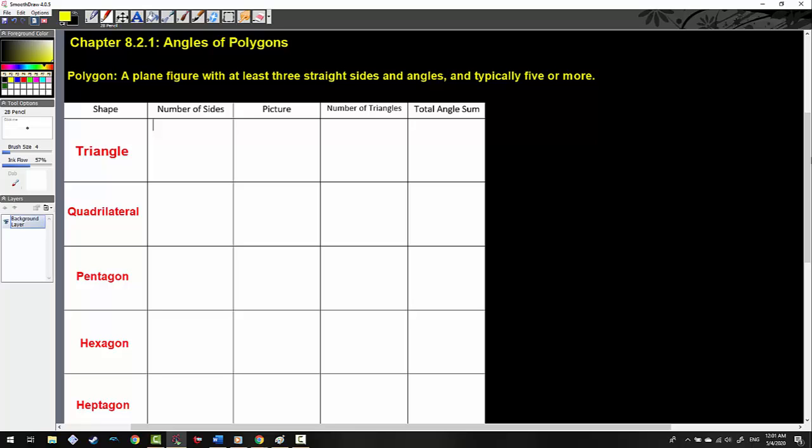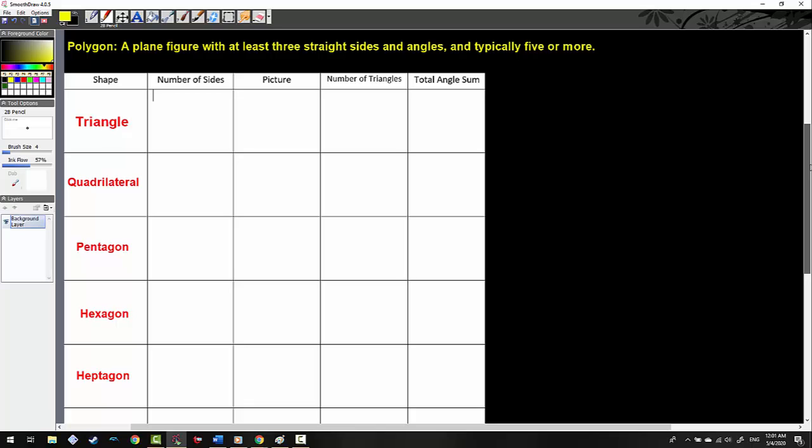And from here, the point of the table really is to make sure that we can establish a pattern about polygons and the angles inside them. So let's go and just fill out this table for a little bit. We're going to start with a triangle.